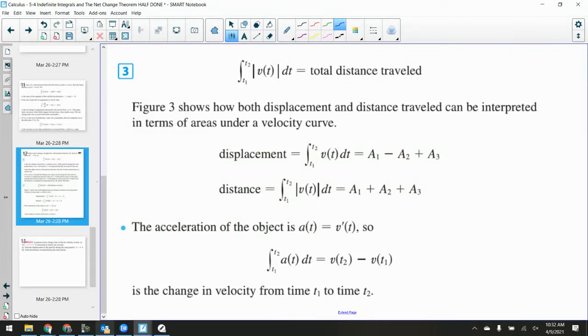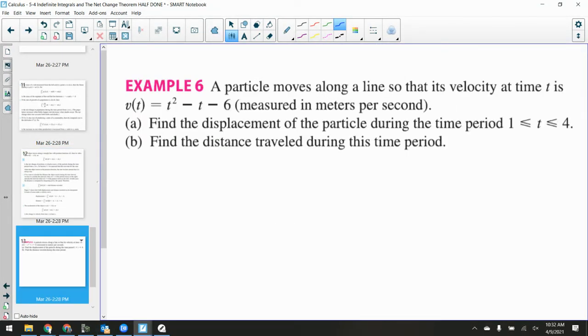And let's take a look at this example. This is our last example. Those of you who print out the notes, I'm not going to do the last example. A particle moves along a line, so its velocity at time t is v of t equals t squared minus t minus 6, measured in meters per second. Find the displacement of the particle between times 1 to 4.